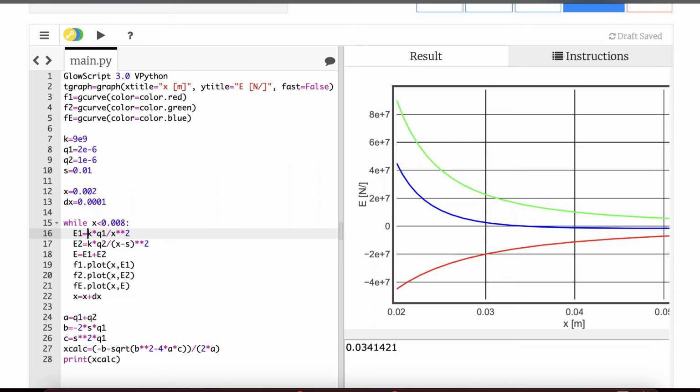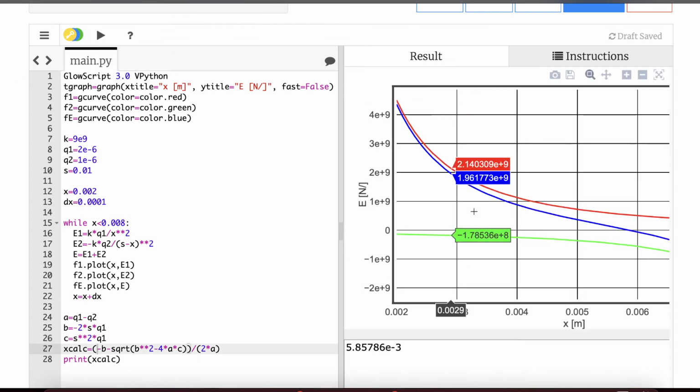Okay, so now E1 is this, and it'd be in the positive direction. I've already changed that to positive, but this one I have to put a negative sign on, right? That's the x component. And this should actually be s minus x squared, but it doesn't really matter because it's squared. Then plot everything, that should work. Now down here I get a equals q1 minus q2, b is still negative 2 q1 s, and c is s squared q1. Let's see if that works. Okay, it looks like it works.